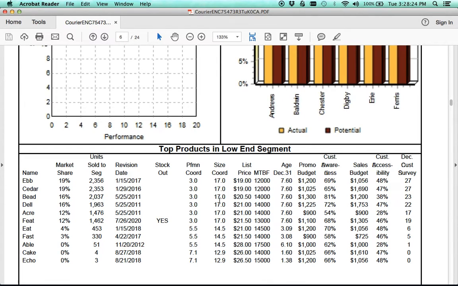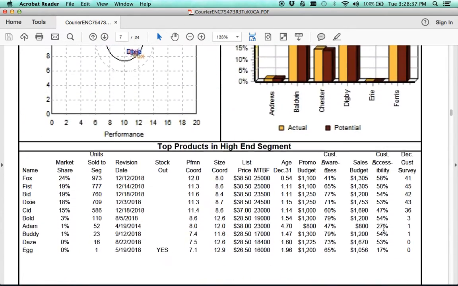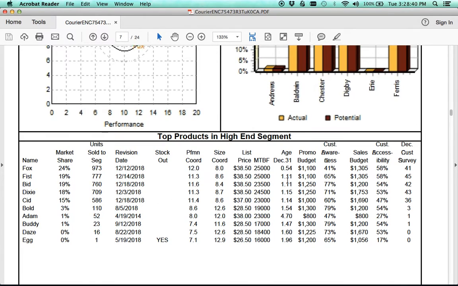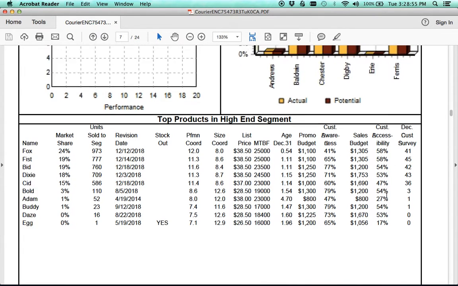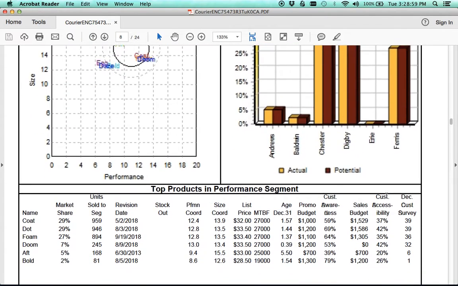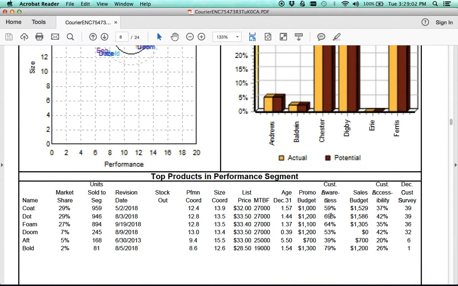Let's see, we've got the Dell products, 72%. One of the higher folks in terms of awareness. 47%, one of the higher people in terms of accessibility. So they're spending there. Let's see, the Dixie is 71%. Kind of towards the high end here. 53%, maybe not quite as the high end. So they seem to be spending a lot on awareness and maybe not on accessibility as much there. 69%, one of the top people in customer awareness for the products that are really squarely in that segment.